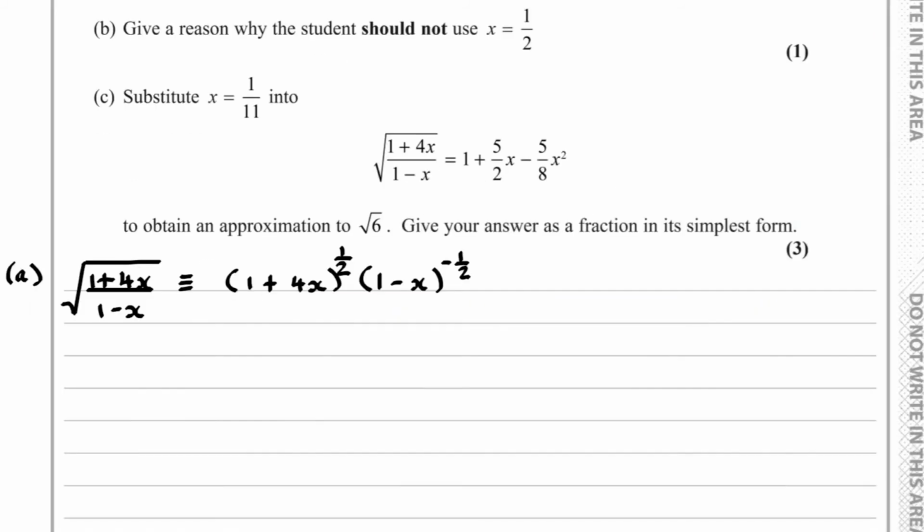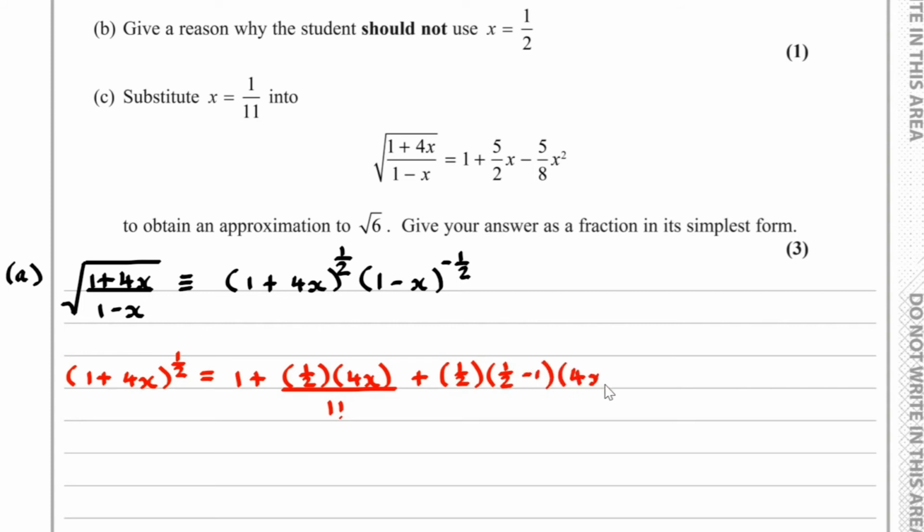And so, if I deal with the (1 plus 4x) to the power of 1/2, using the binomial, our first term is 1, our second term, we have 1/2 times 4x divided by 1 factorial. The next term, we've got 1/2 times (1/2 subtract 1) times (4x) squared divided by 2 factorial. And then we've got higher order terms.